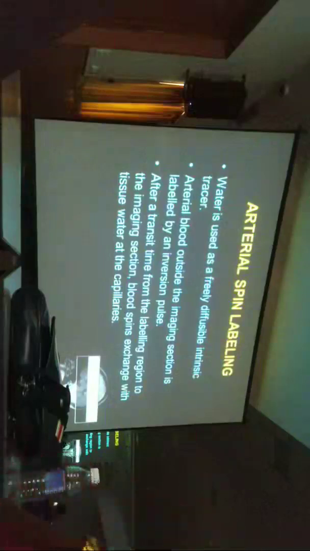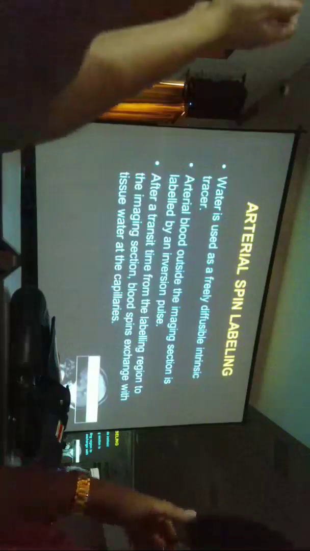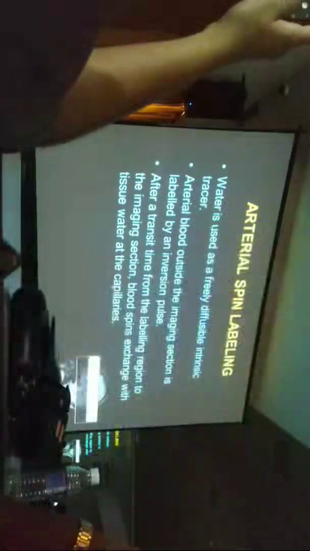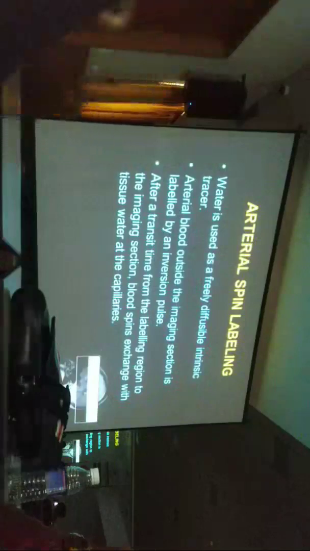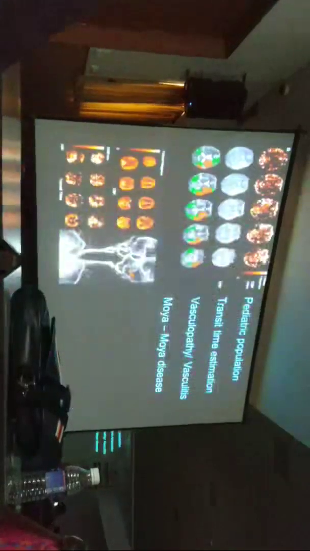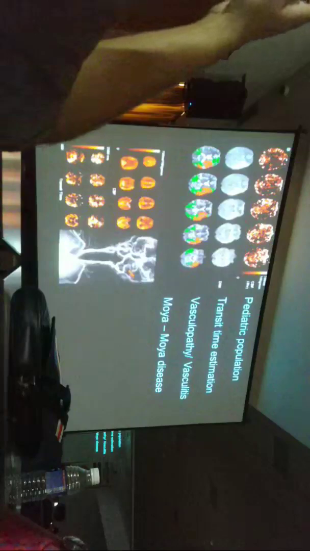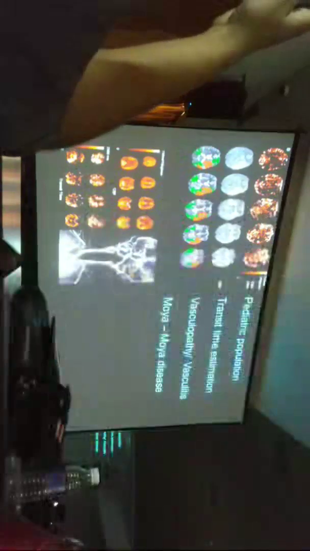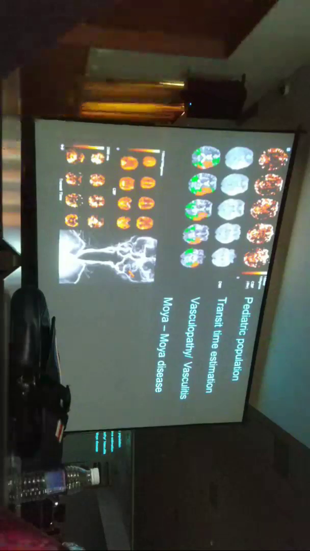Then arterial spin labeling: I told you we use the arterial water as the intrinsic tracer instead of injecting contrast. So we don't use any IV contrast to do arterial spin labeling. The problem is that it may not have good spatial resolution. We can quantify with this arterial spin labeling. Again, similar to the other perfusion, we can interpret it.